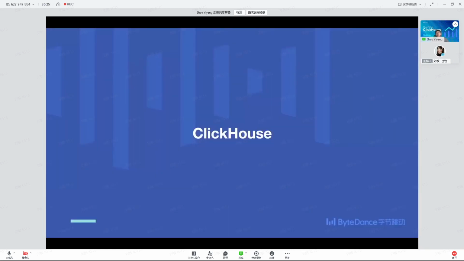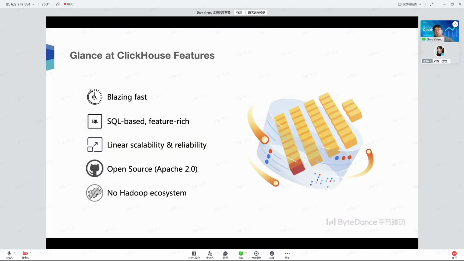However, today I just want to present you guys another alternative, which is ClickHouse. Let's take a glance at the ClickHouse features. First of all, ClickHouse is designed for analytics. So it's super fast. It is 100 times faster than a typical DBMS, and it is claimed to be 100 times faster than the Hadoop system.